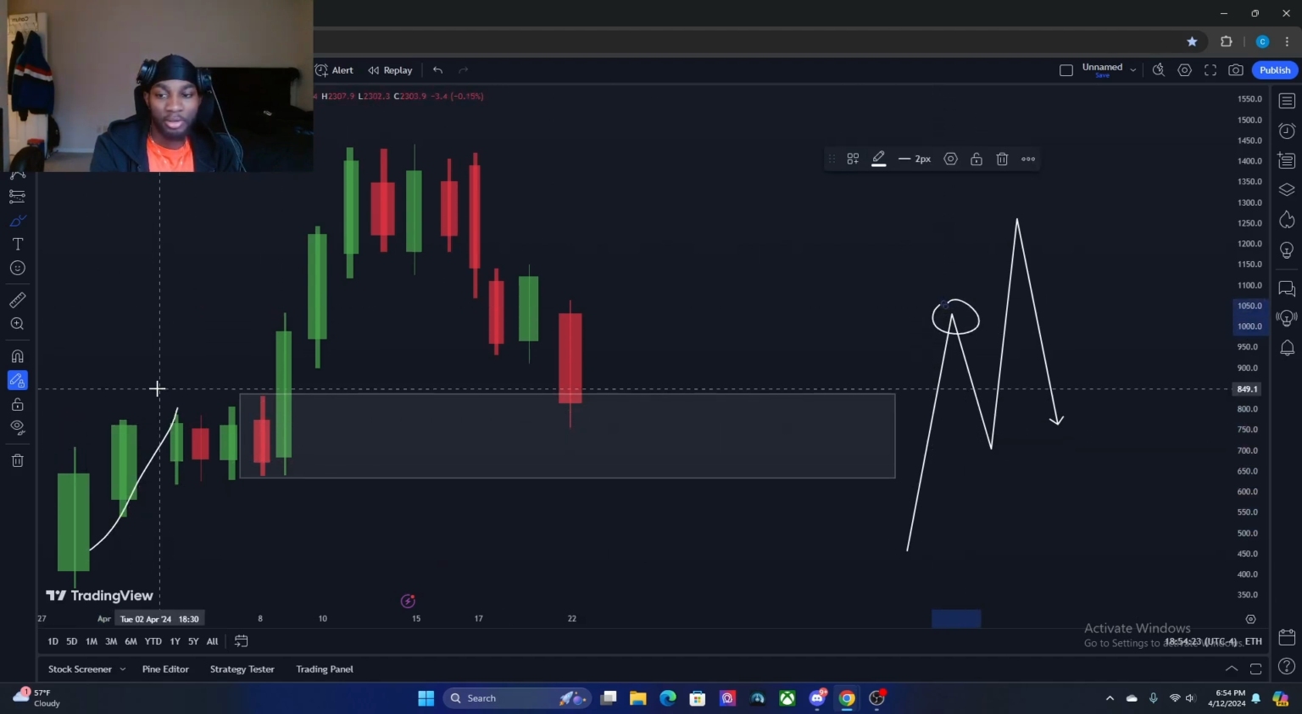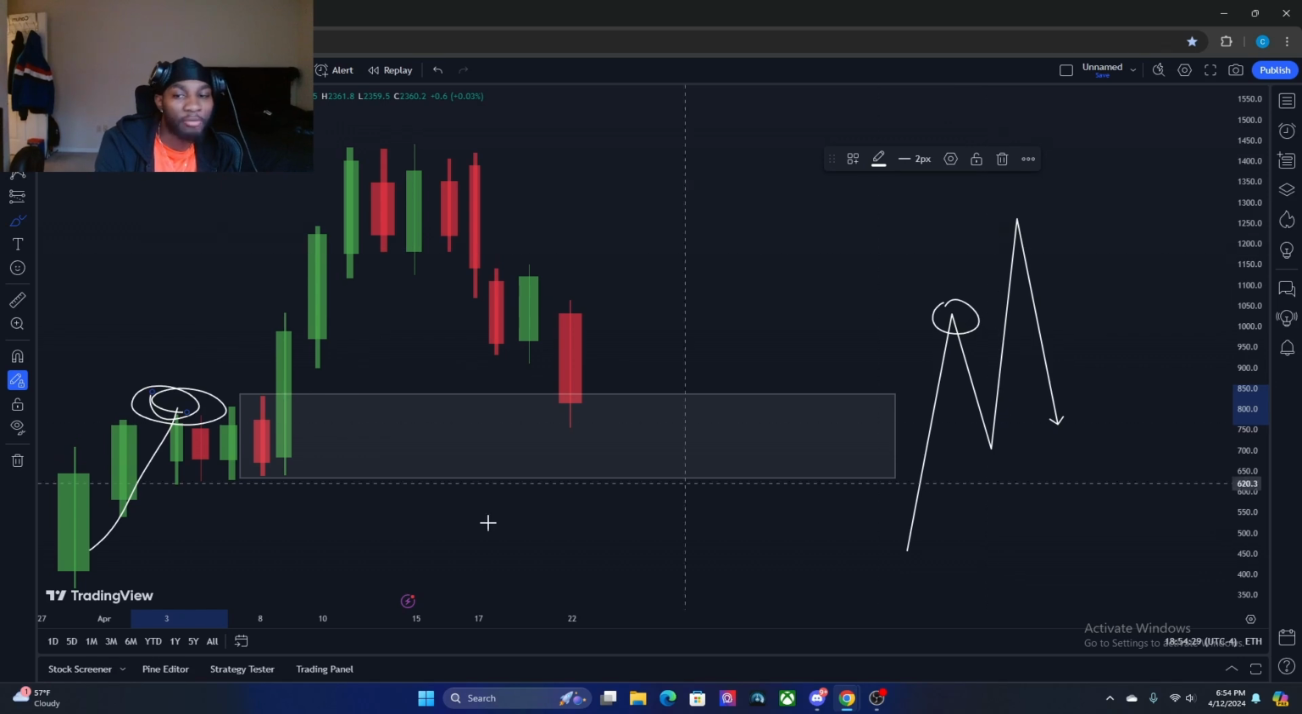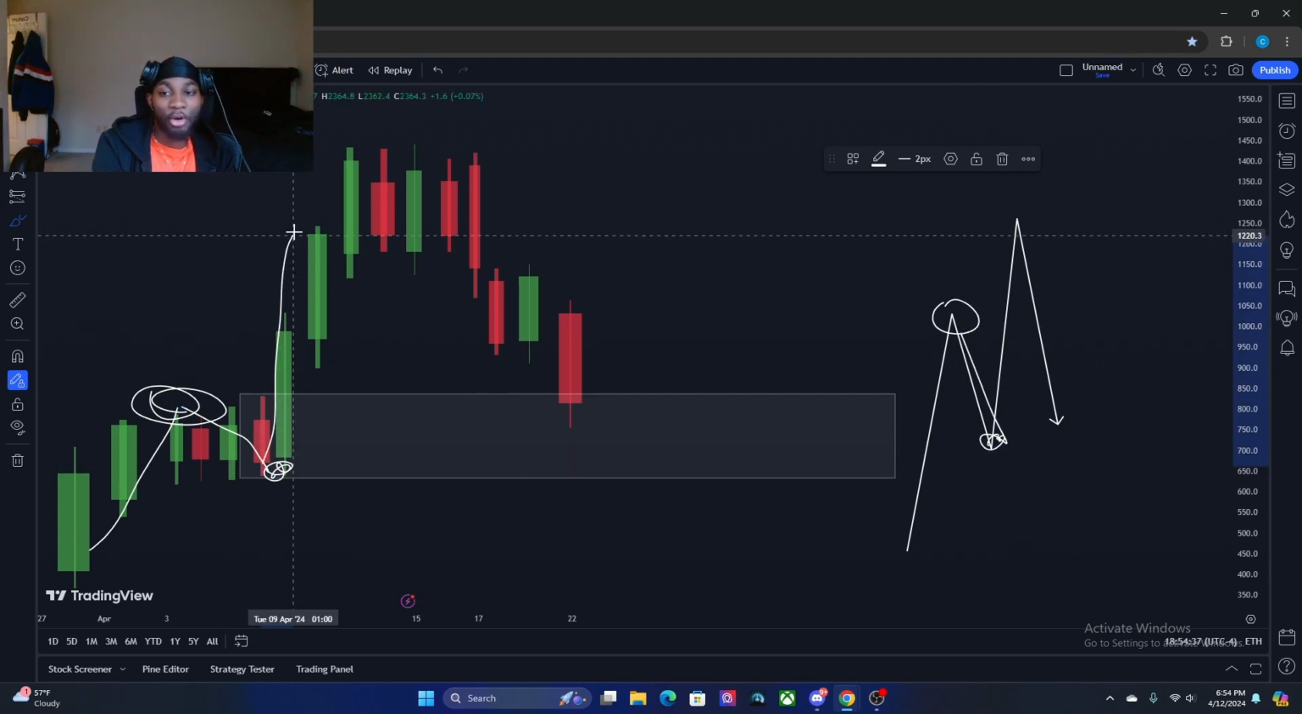This would be right here. I know it looks a little bit off, but this is how the market actually looks. It's not really perfect like this. You'll see when you actually look at the chart. So then you're here, you pulled back, then you get an aggressive push up. This is your aggressive push up right here.